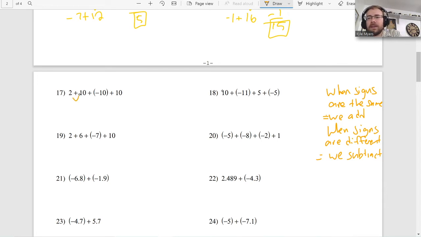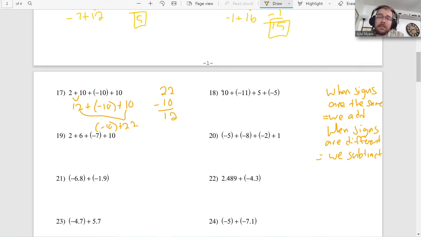Well, this is just 2 plus 10, so let's do that first. 12 plus -10 plus 10. And then notice I'm still plussing a bunch of stuff, so I can actually just add these guys now. 22. Now I'm subtracting. I have -10 plus 22. I subtract the bigger into the littler. And that's 12. And I'm done because I didn't have to change the sign of the 22. Only when you have to change the sign do you have to make it negative.